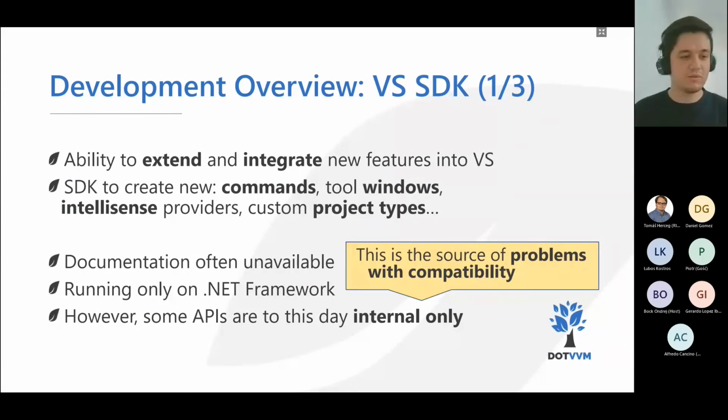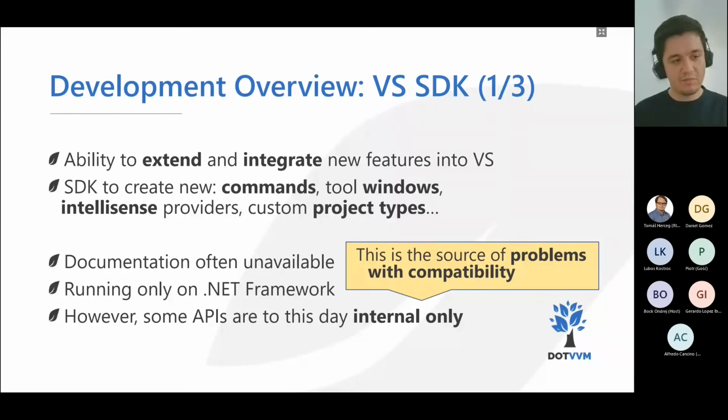It allows you to define new commands. You may know them from other extensions, for example commands such as add new page, extract control, or whatever. New windows, IntelliSense provider, custom project types. You probably know many of these features from the .vvm Visual Studio extension.